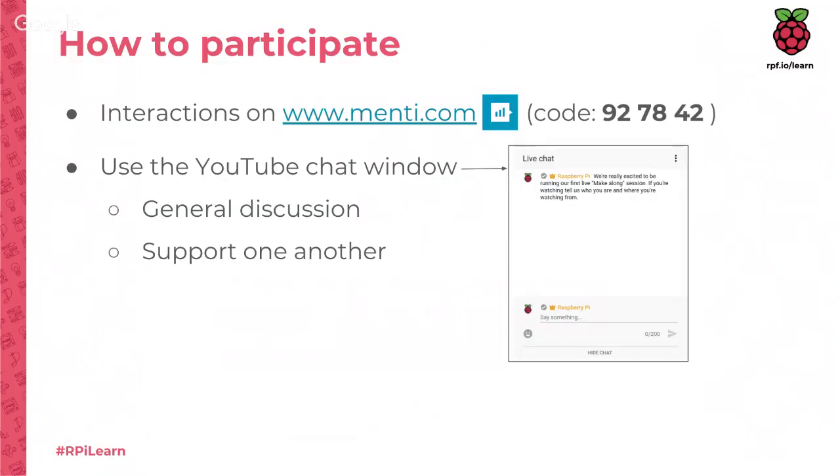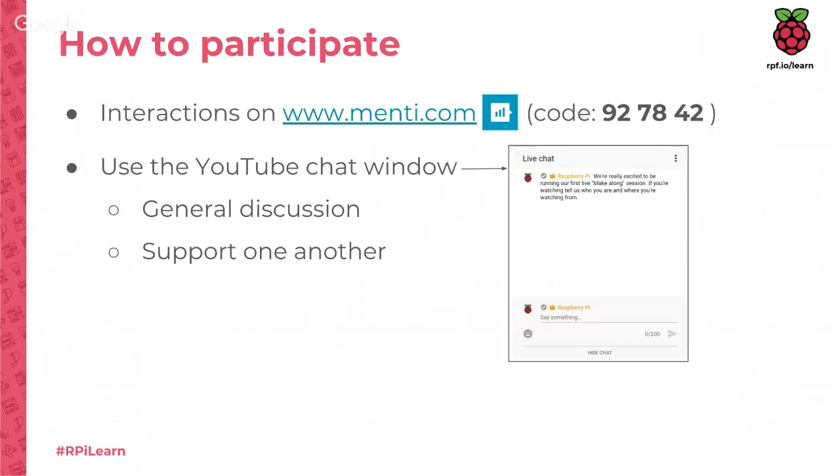There's a couple of ways that you can participate in today's session. The main way that we'd like to see people engaging with us and answering questions is by using a Menti poll that we have set up, and we're going to be using this poll throughout our session. So if you go along to Menti and enter the code 927842, there is a question there that I'd like you to start thinking about as we introduce the session.